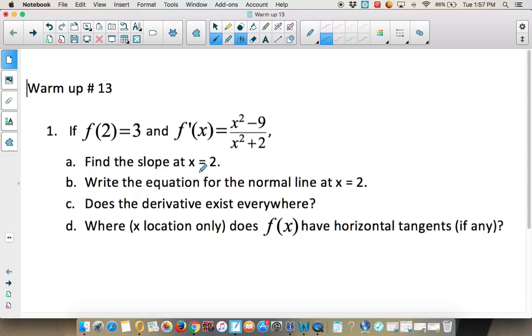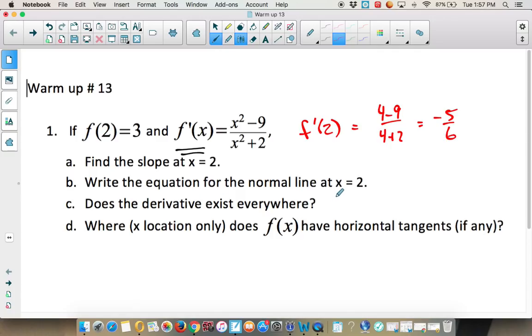First of all, it wants me to find the slope at x equals 2. Well, we remember that the derivative is the slope. So it's simply asking me to evaluate f prime at 2. So that's going to be (4 minus 9) over (4 plus 2), so it's going to be negative 5 over 6.